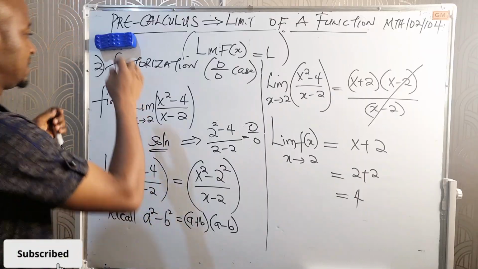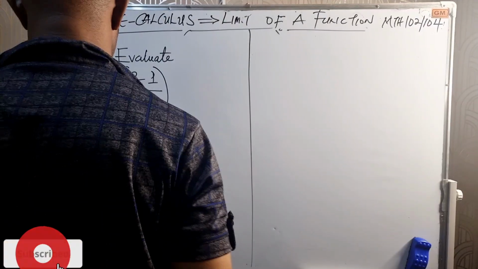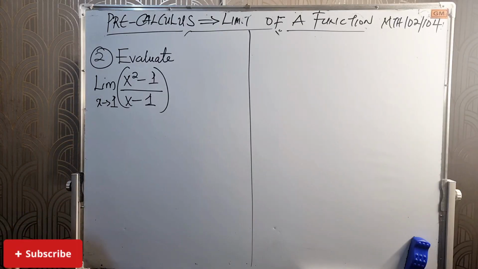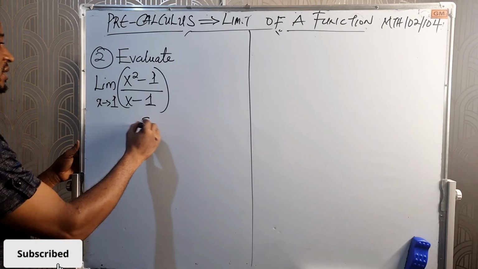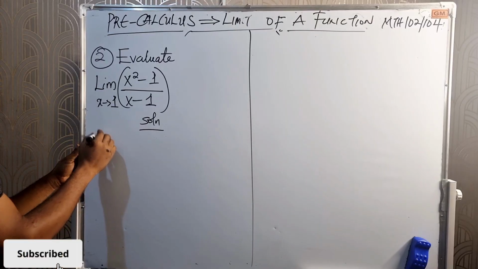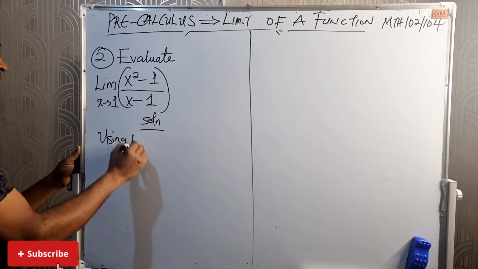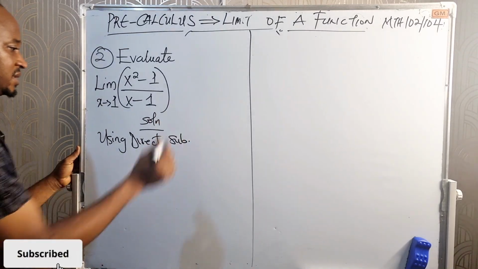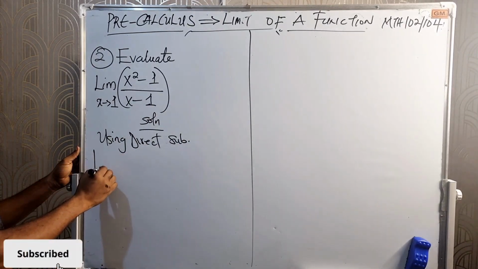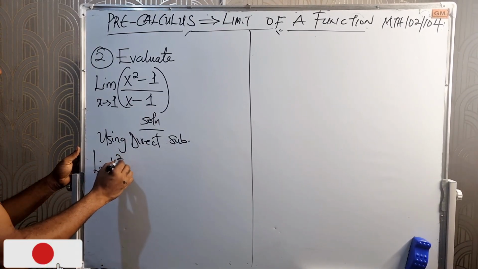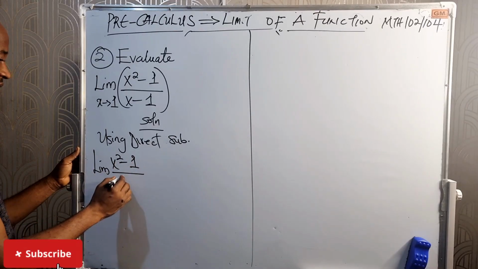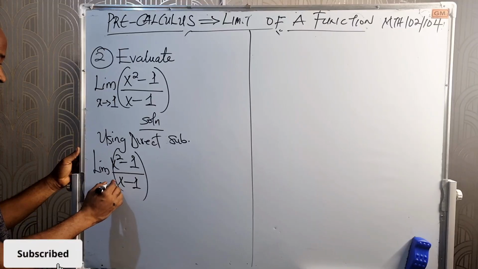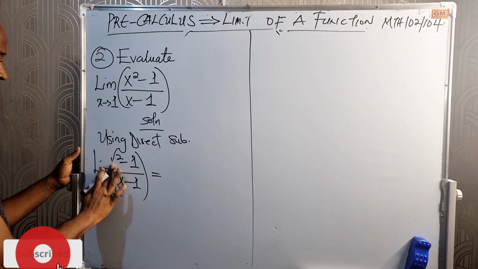Okay, so let's see another example, similar to the first one. Evaluate the limit of x squared minus 1 divided by x minus 1. Solution: we have to try using direct substitution. Direct substitution is the first step. Please take notes. Meaning here our limit of x squared minus 1 divided by x minus 1 as x approaches 1 becomes, this is x squared.